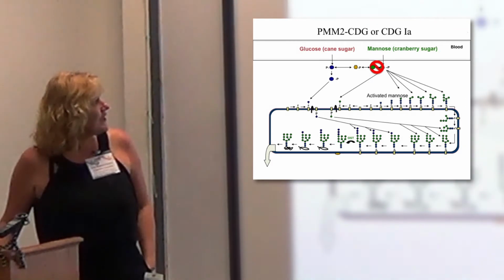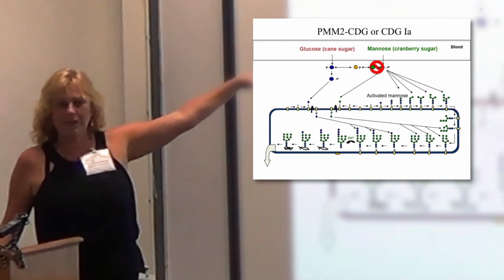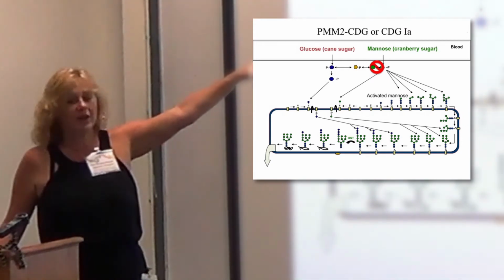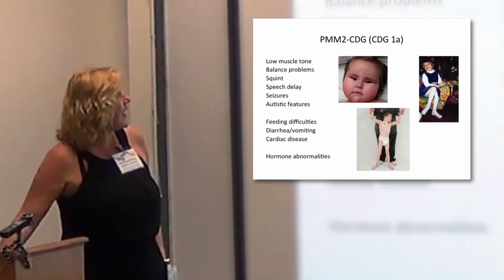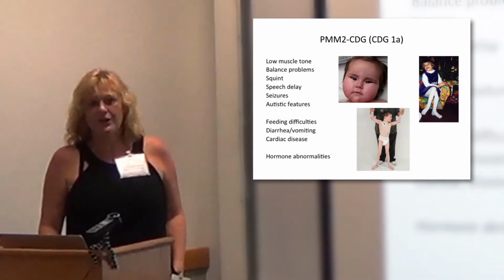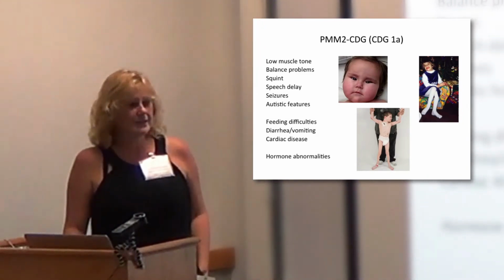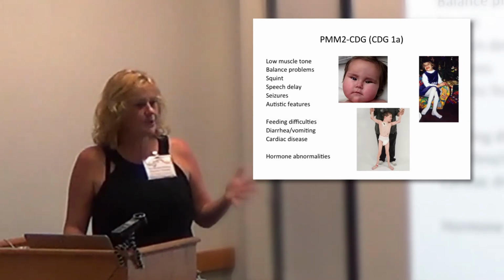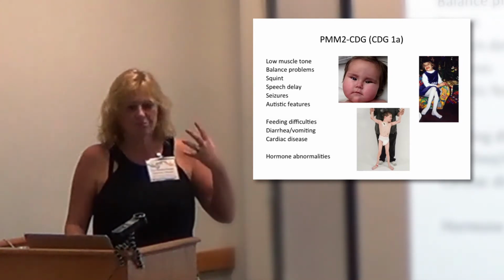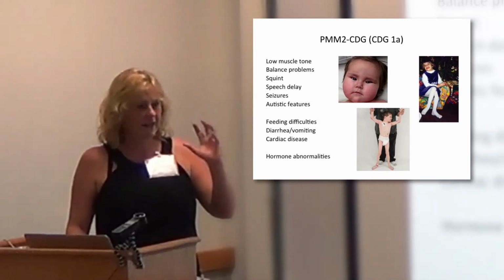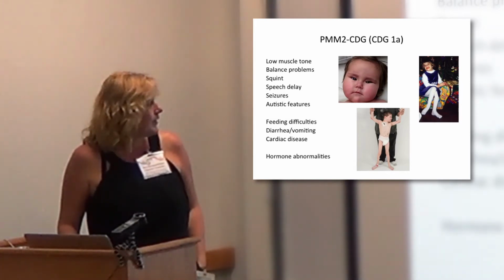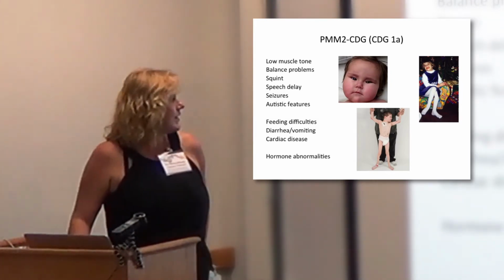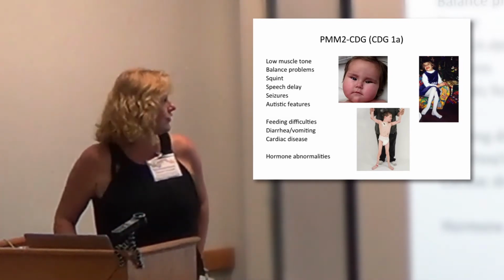So PMM2 CDG or CDG1A is a disorder where you cannot activate your cranberry sugar to be available for all of your glycan chains. Patients have mostly a low muscle tone, and that comes from different reasons. It's not muscle proteins which are glycosylated, but receptors between nerves and muscles communicating. There are many different reasons for that. Balance problems and squint are really very common features. Many of our patients have seizures.